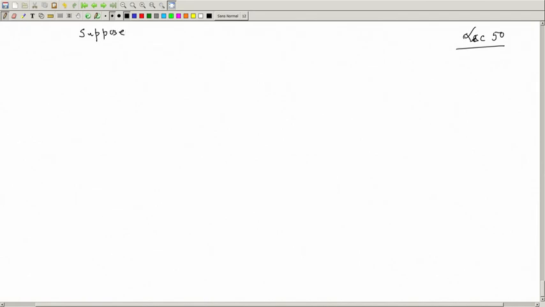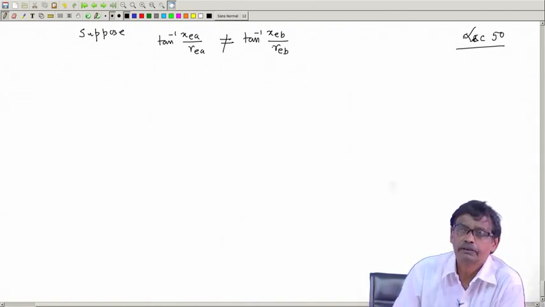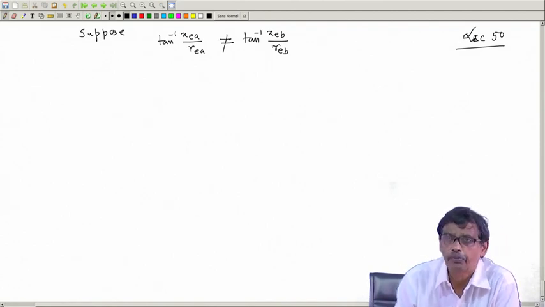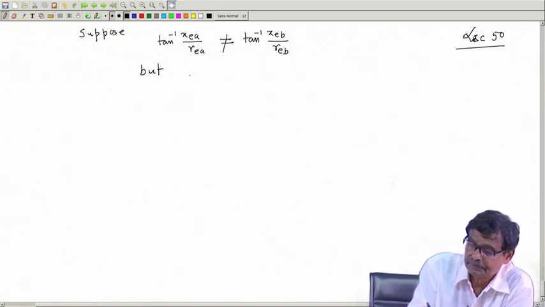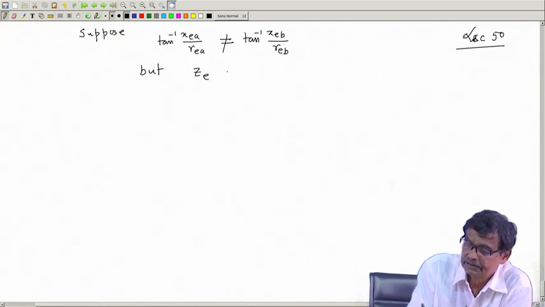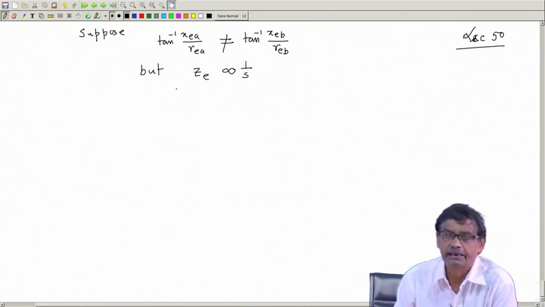Suppose tan inverse XEA by REA is not equal to tan inverse XEB by REB. Suppose they are not equal, but the impedances are inversely proportional to the KVAs, so Z is proportional to 1 by their respective KVAs. For A, ZDA is 1 by SA, and ZDB is like this.